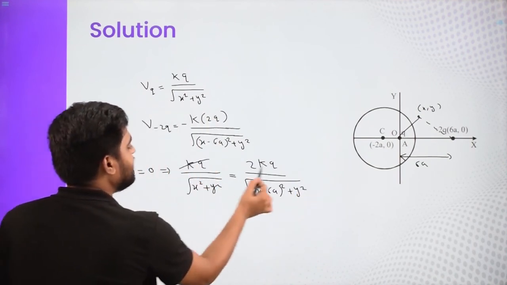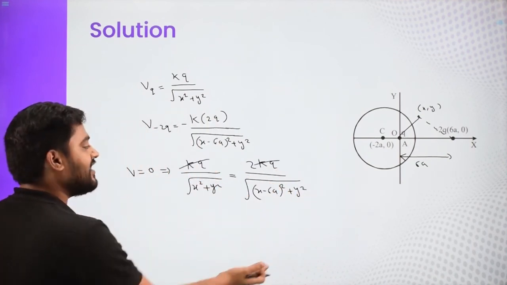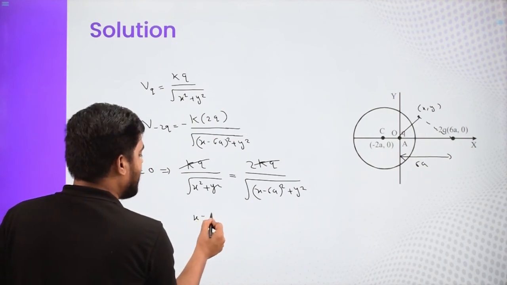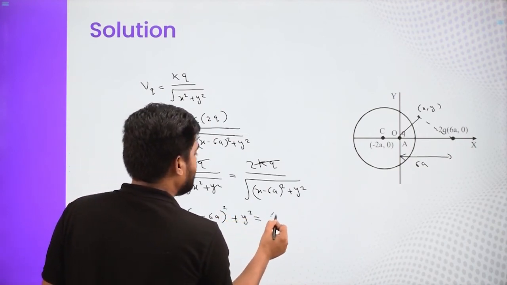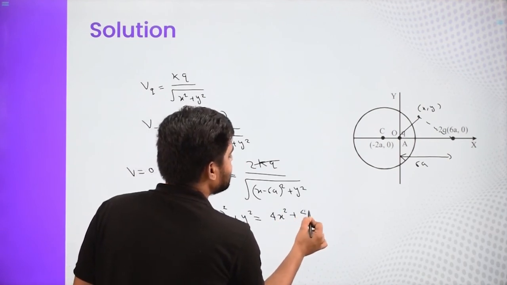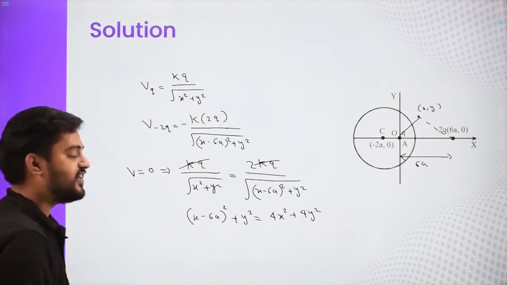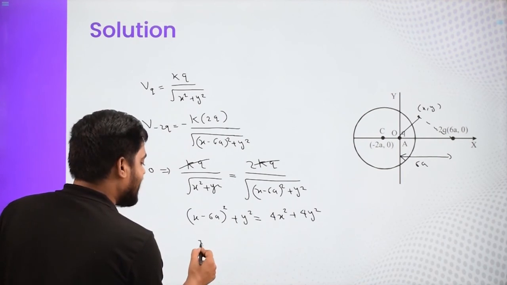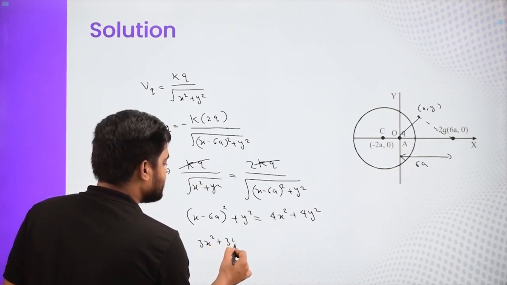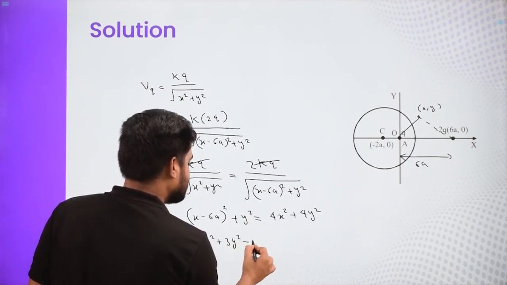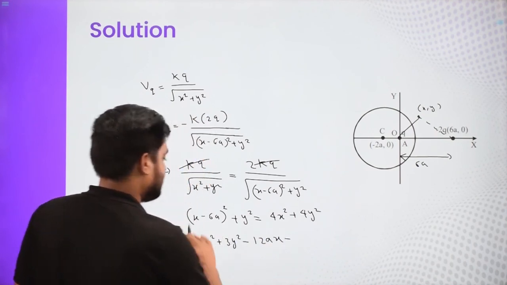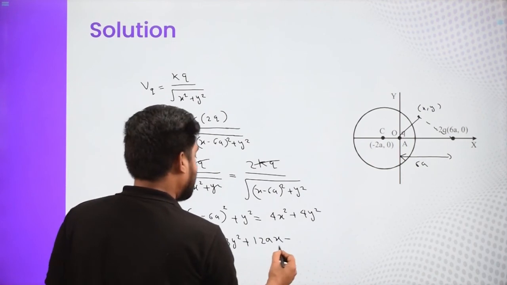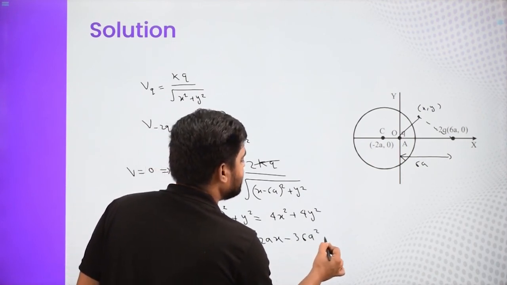So kq and kq get cancelled. Let us square and then cross multiply. So we get (x minus 6a) square plus y square is equal to 4x square plus 4y square. And when we simplify this equation, we get 3x square plus 3y square plus 12ax minus 36a square is equal to 0.